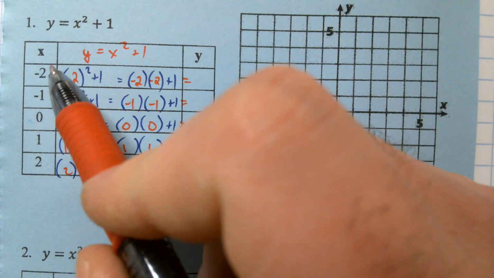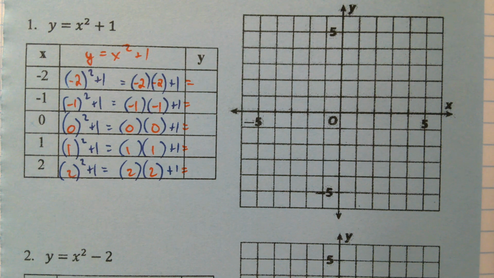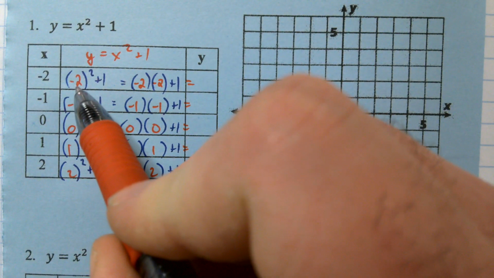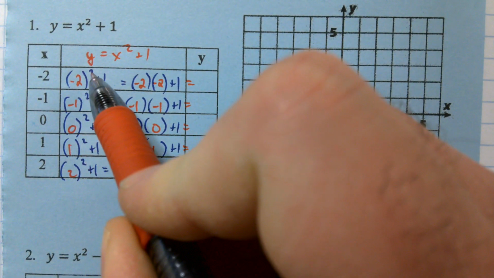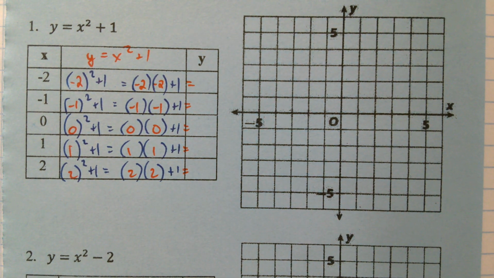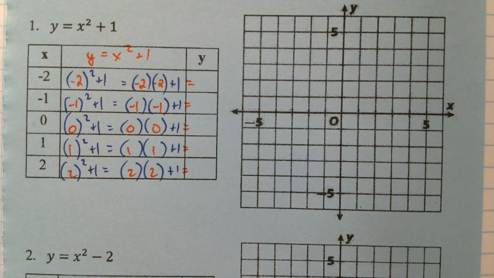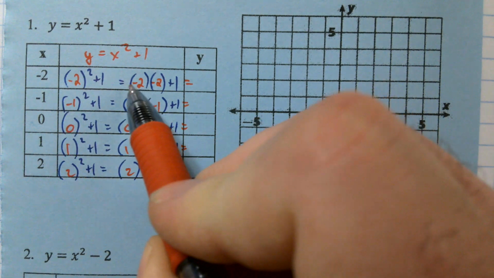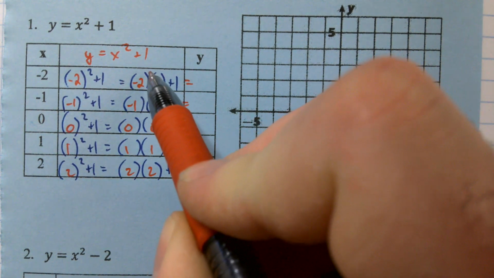So this is where I knew we were going to have some issues, right? If I plug in a negative number and square it, it's always going to give me a what? Positive. A negative 2 times a negative 2 is a positive 4.